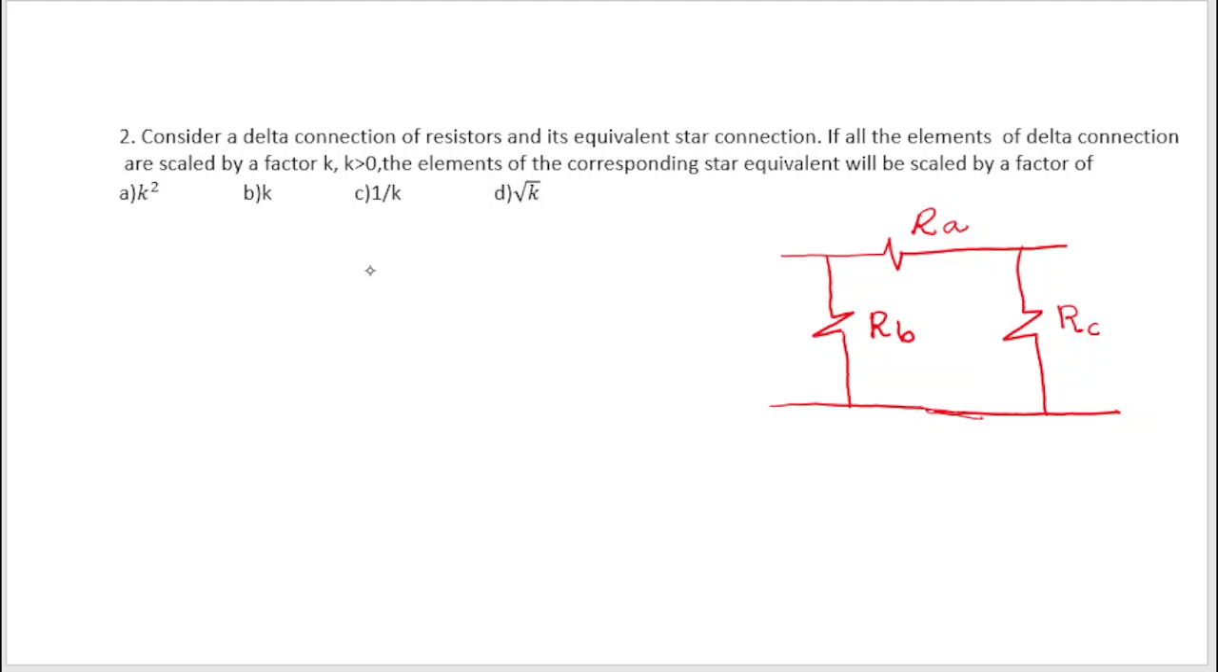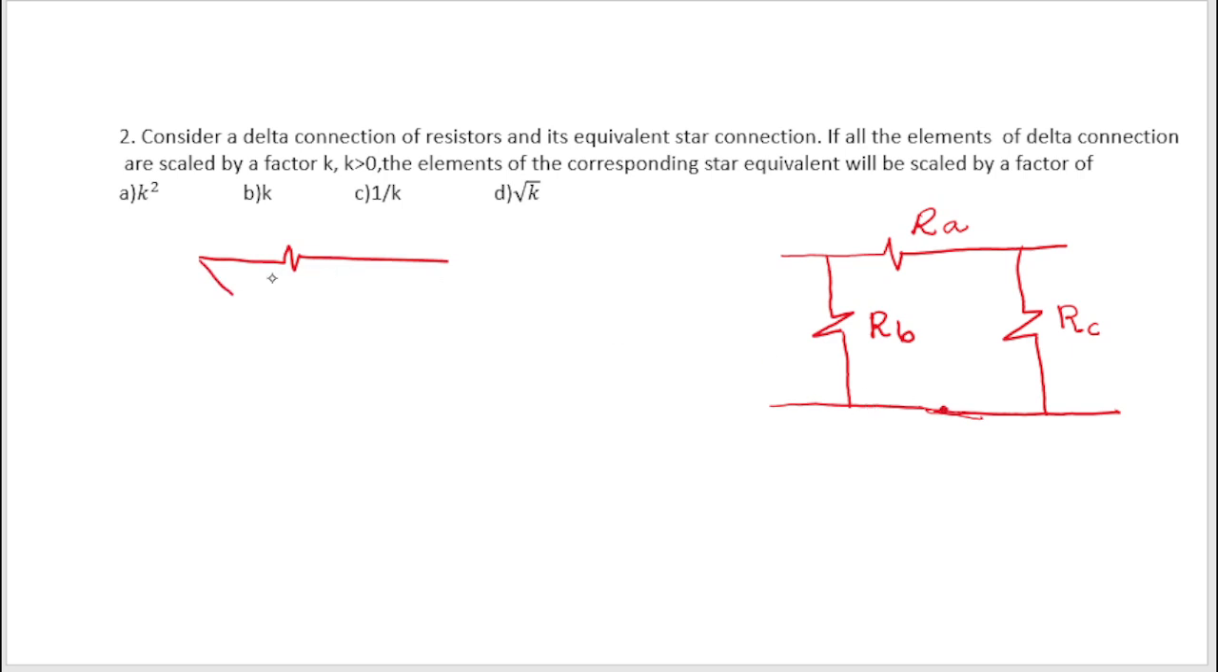Second question: consider a delta connection of resistors and its equivalent star connection. If all the elements of the delta connection are scaled by a factor k, where k is greater than 0, the elements of the corresponding star equivalent will be scaled by a factor of what? A delta connection is given. We will redraw this circuit.